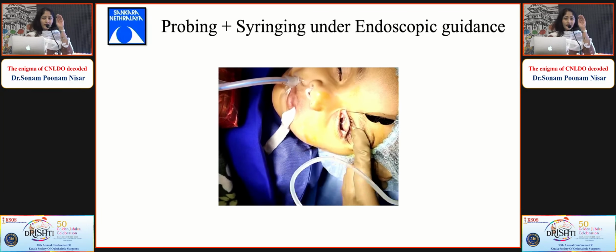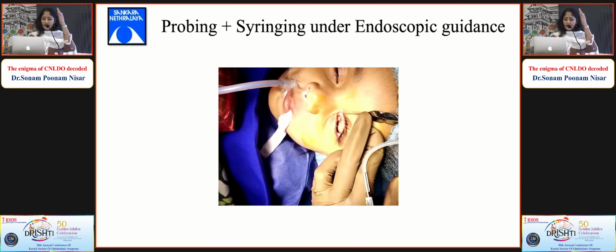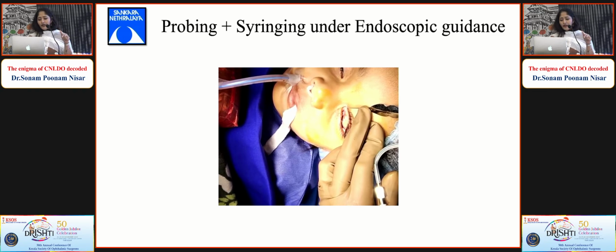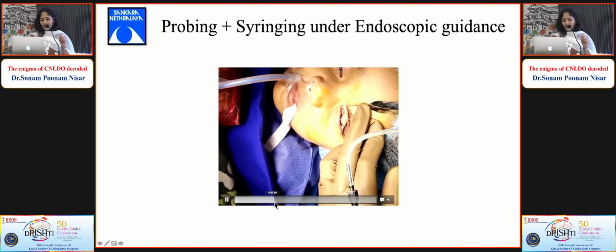You just go directly, hit the bone, then you rotate 90 degrees, you do a spring test, and then you visualize the probe under endoscopic guidance.